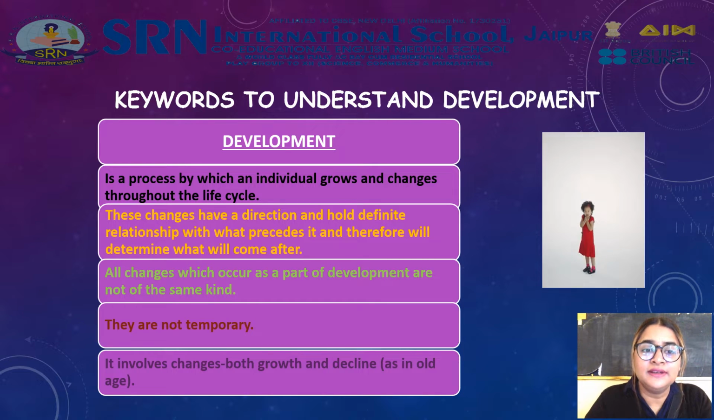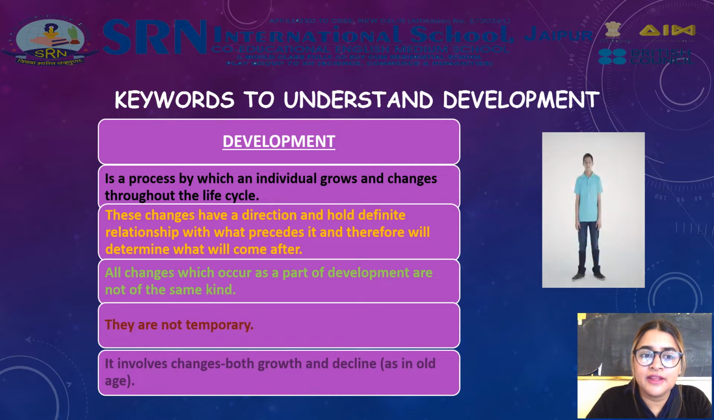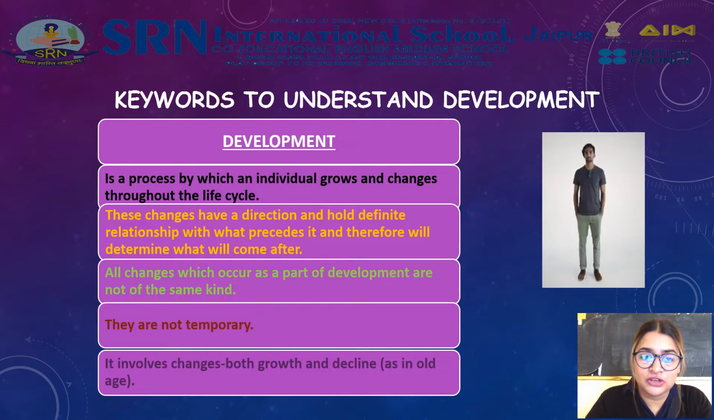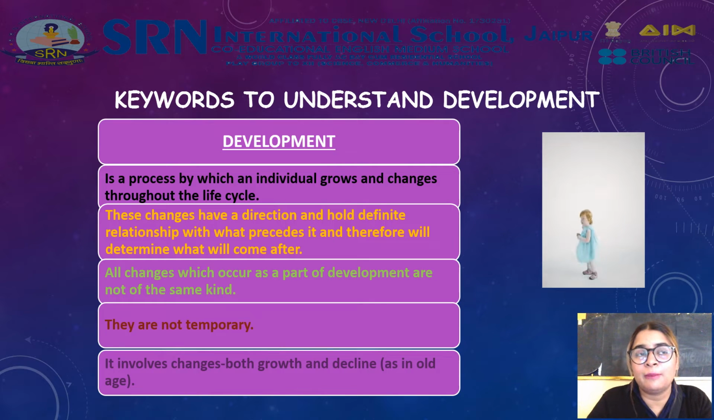These changes have a direction and hold definite relationship with what precedes it, and therefore will determine what will come after. All changes which occur as a part of development are not of the same kind. They are not temporary. So that means that all of these changes that I'm talking about, these are permanent. It involves changes, both growth and decline. So I'll give you an example. I've already given you the example for growth. That means you are growing from an infant to a child, and then you become an adult, and then old age. I will talk about decline.